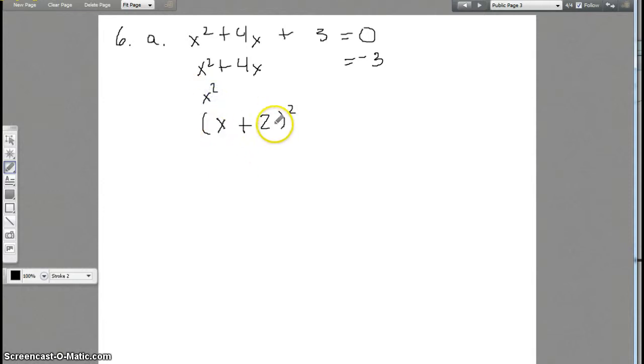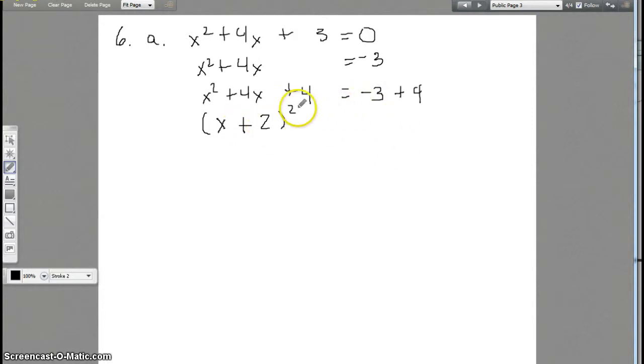2 times x times 2 is 4x. 2 squared is 4. So I'm going to copy down the -3 that I already had. Notice I added 4 here. I didn't have a plus 4 up here, but I did add a plus 4 when I changed it to a binomial square form. That means I need to add the 4 on the other side also. Whatever I do to the left side, I have to do to the right side.